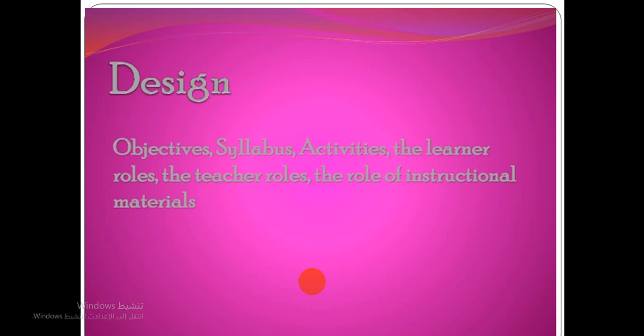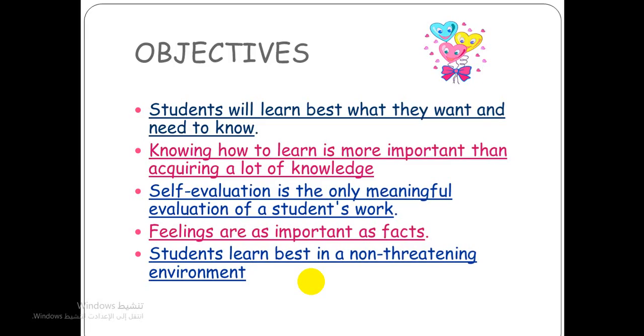Yes, the design of the affective humanistic approach includes objectives, syllabus, activities, the learner's role, the teacher's role, and the role of instructional material. Yes, the objectives of the affective humanistic approach here. Students will learn best what they want and need to know. Knowing how to learn is more important than acquiring a lot of knowledge. Self-evaluation is the only meaningful evaluation of a student's work. Feelings are as important as facts and thoughts. Students learn best in a non-threatening environment.